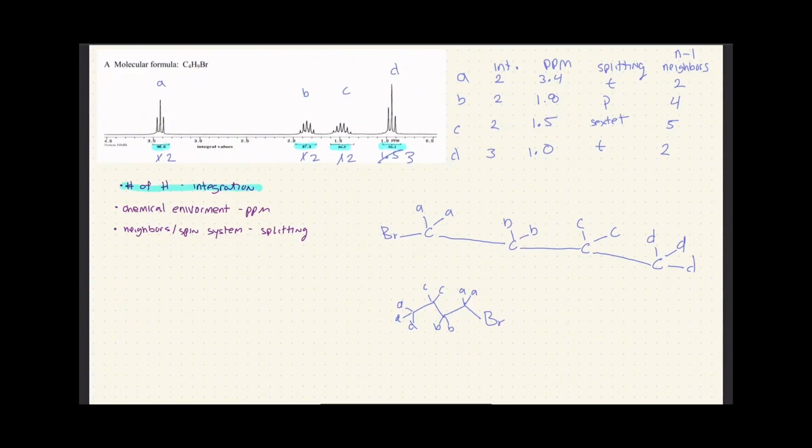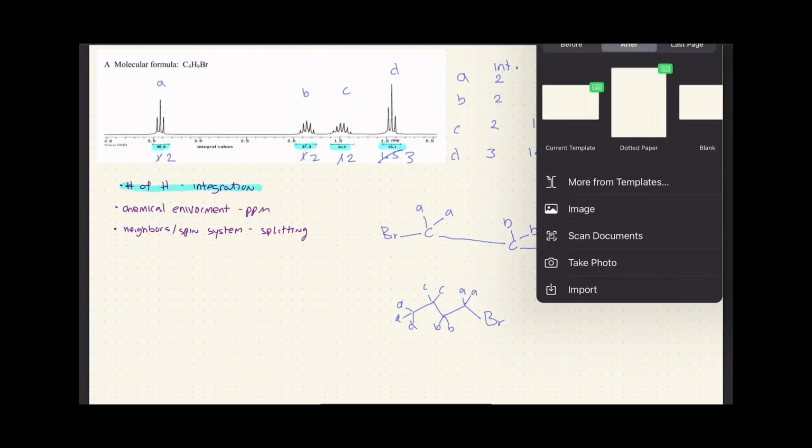Here we went from an unknown to a formula, but we can also go from a formula to a spectrum. So let's look at this here, and let's make a table of what we think is going to happen. Whenever we're predicting spectra, we want to draw on all of the hydrogens so that we know what we're looking at. I see that there's hydrogens here.